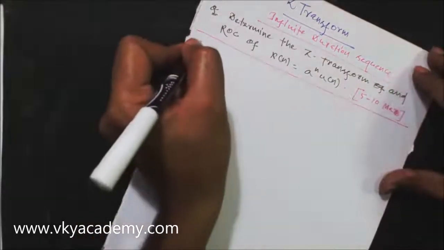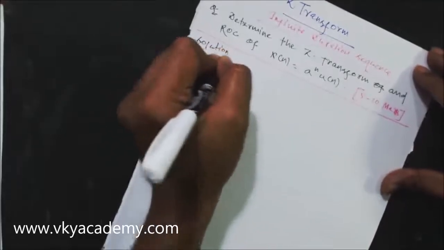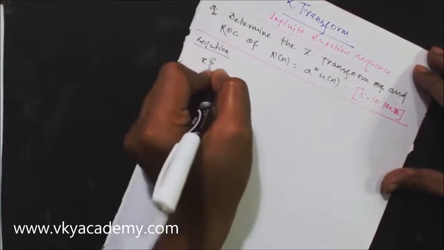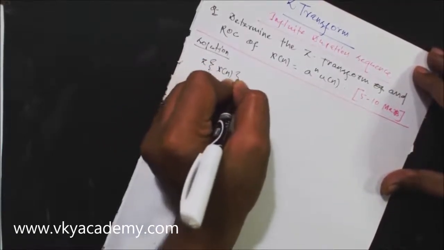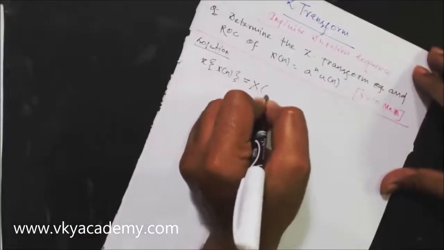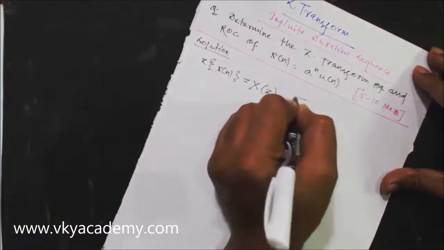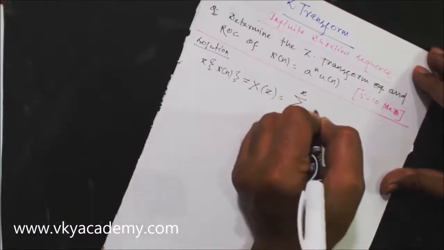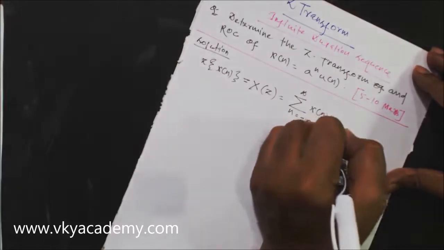So let us solve this question. Now we know the Z transform of x of n is always equal to x of z, which is equal to summation n equal to minus infinite to infinite x of n z to the power minus n.